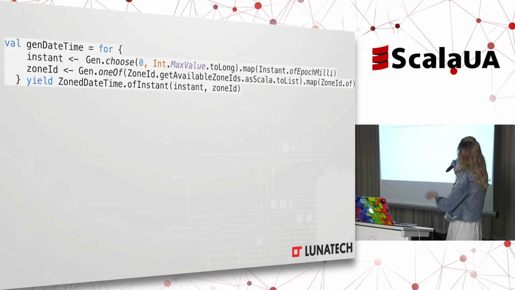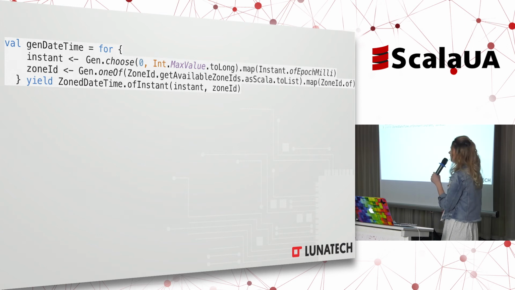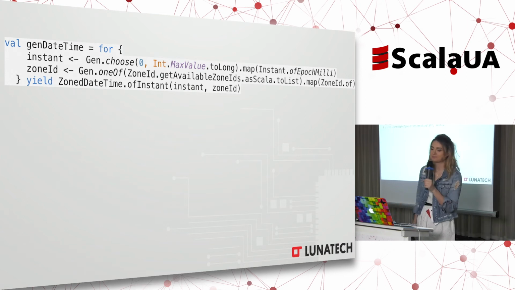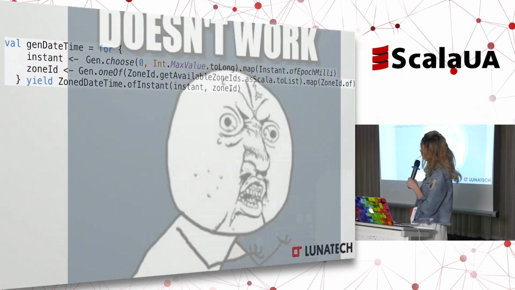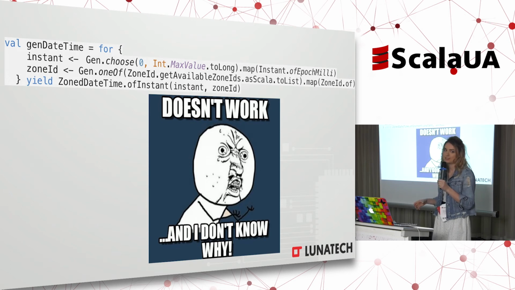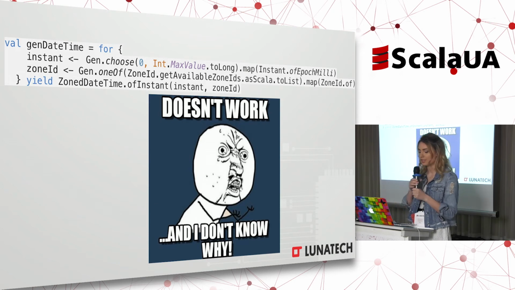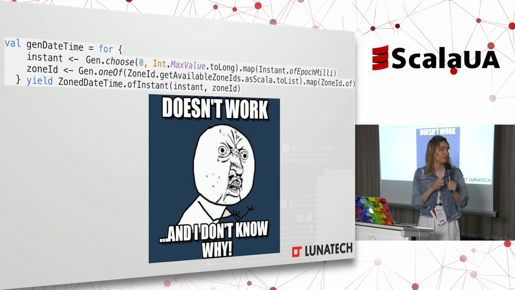So I was choosing the instant from the number. I was creating it, and the zone ID from all the available zone IDs, I was choosing one. Well, looks like working to me, but it wasn't. Actually, when we were running the tests, it appeared that every time you serialize it to JSON, everything works fine, but when you deserialize it back, then instead of the datetime type, you get string.